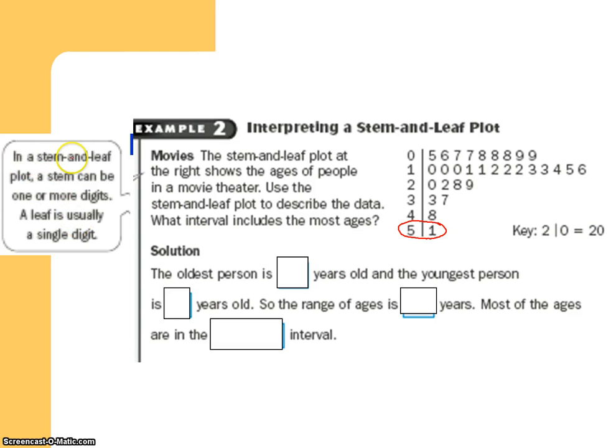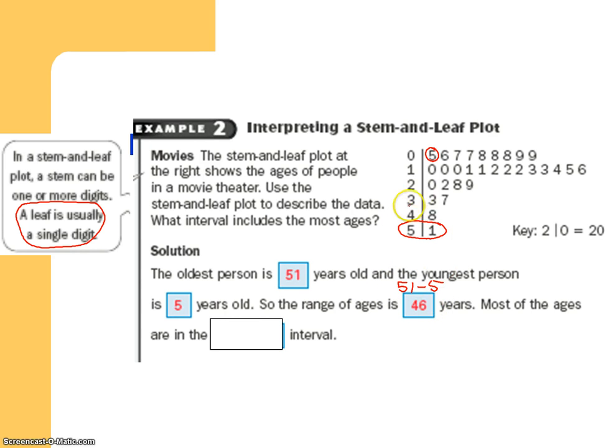By the way, in a stem and leaf plot, a stem can be one or more digits, but a leaf is usually a single digit. So just remember that as you make your stem and leaf plot. The youngest person is 5. So we can find the range by looking at the stem and leaf plot: 51 minus 5.